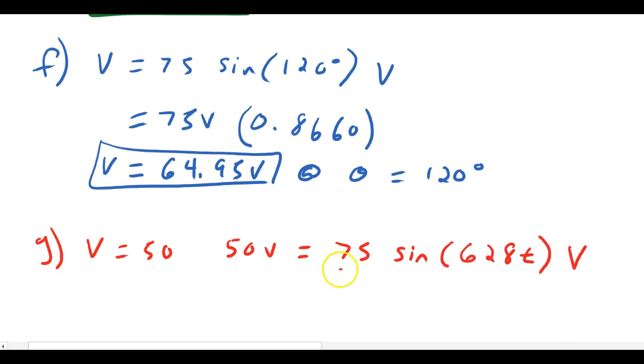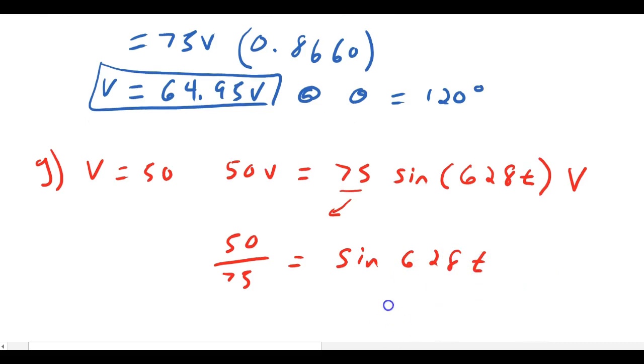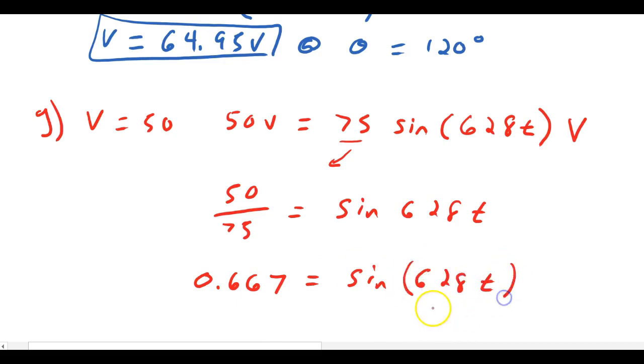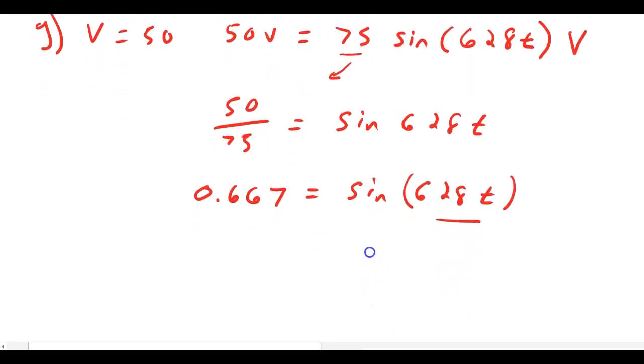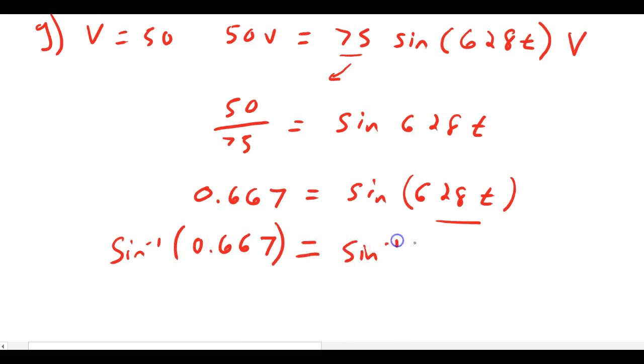The 75 goes to the denominator over here, so we have 50 over 75 equals the sine of 628t. And so 50 divided by 75, 0.667, equals the sine of 628t. Now, in order to get t out of the sine function, we take the arc sine, or the inverse sine, of both sides of this equation. So the sine to the minus 1 of 0.667 is equal to the sine to the minus 1 of sine 628t.